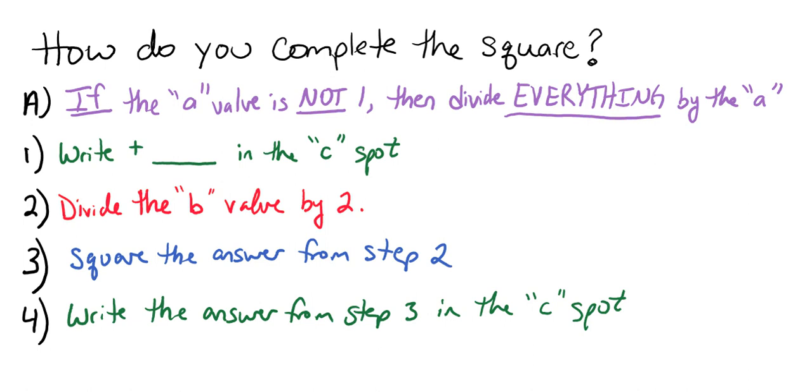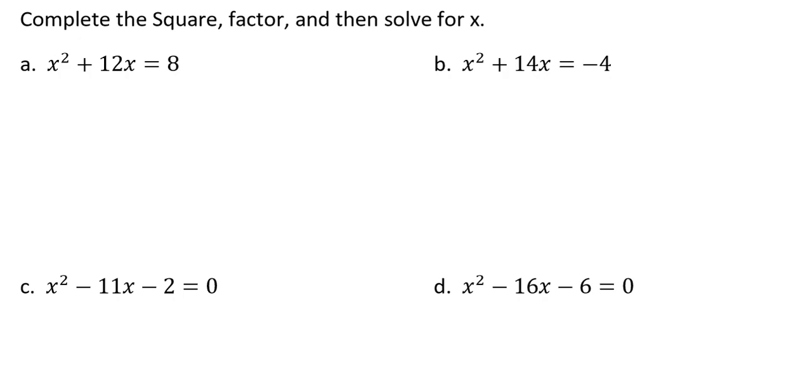Then you write plus, leave a space in the c spot, divide the b value by 2, square the answer from step 2, and then write the answer from step 3 in the c's spot. Now remember, that's just for the completing the square portion. Let's go back to our examples. In our first example, we have x squared plus 12x equals 8.